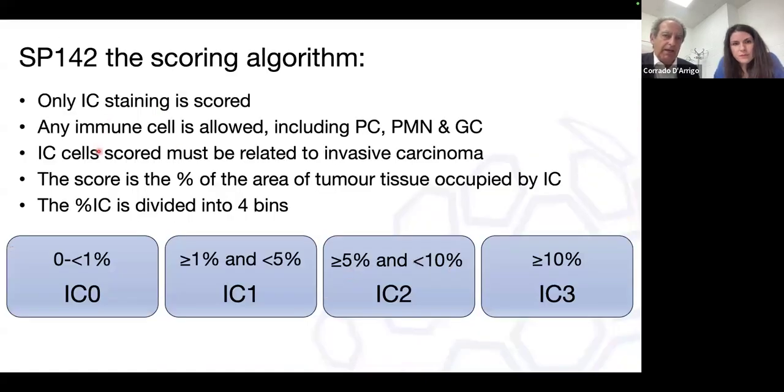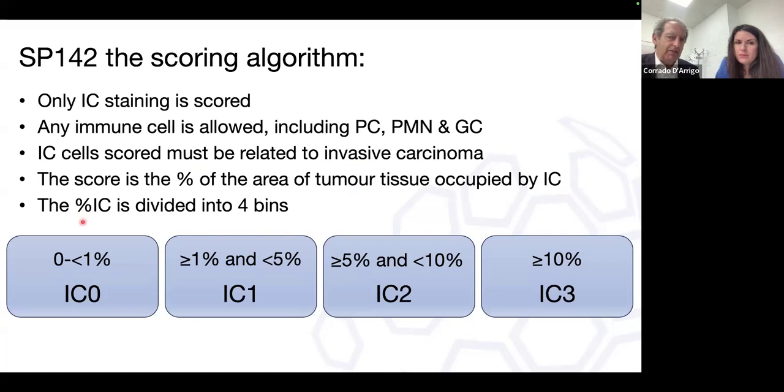So any immune cells, we said, including polymorphs and giant cells, must score only cells related to the invasive carcinoma, not to the DCIS, not to the normal breast. Sometimes it's very difficult to tell. What is important is that the score is the percentage of the area occupied by the immune cells, and I will show you how this works.